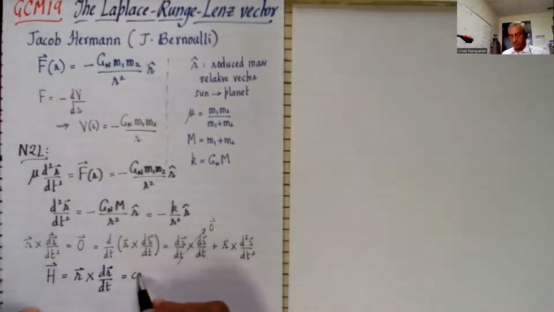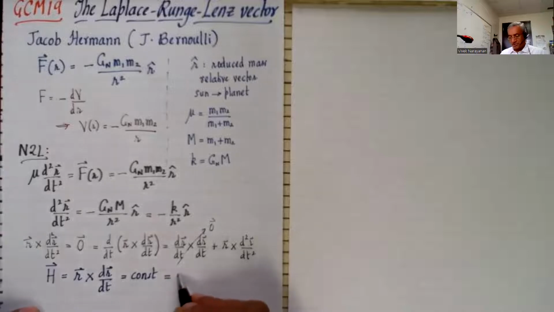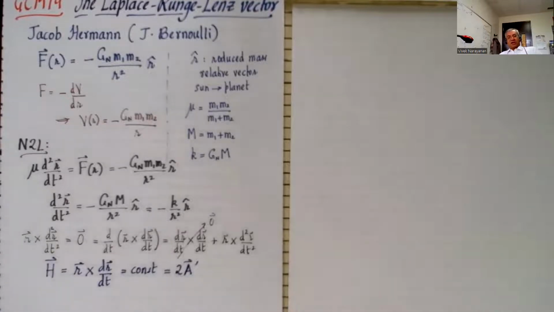This has to be a constant because the derivative of this vector is 0. Now, you can actually find a geometric interpretation for this constant. It is just twice the area vector, because the area vector in polar coordinates is 1/2 r cross the velocity v.